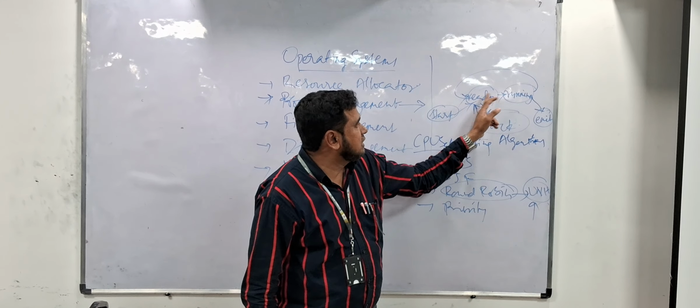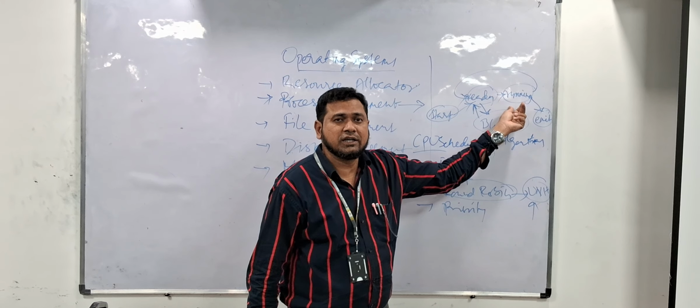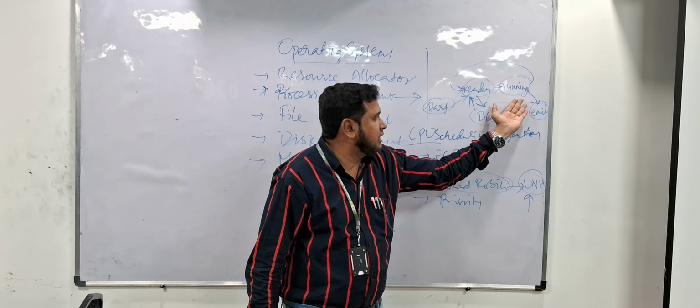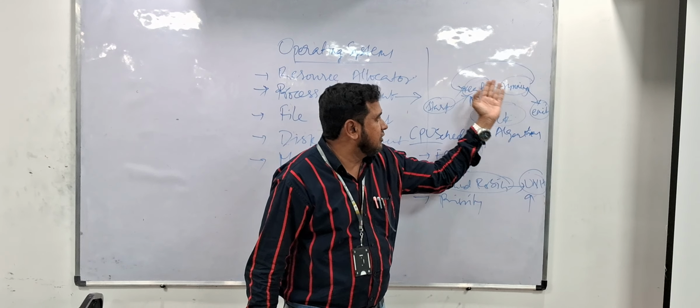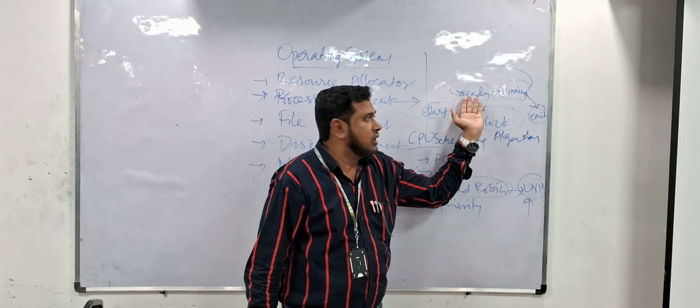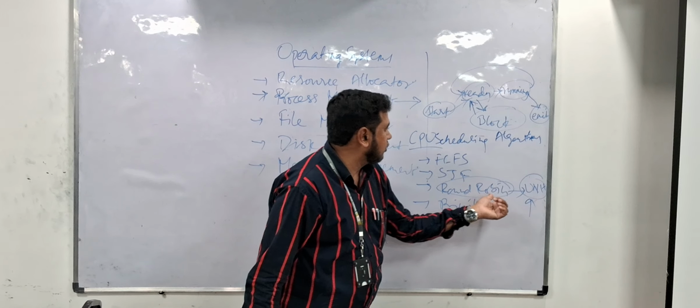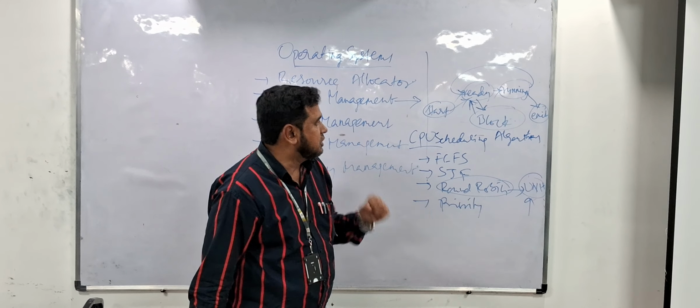So once it gets the next turn, only then it can go for further execution, right? Until it completes its execution, after every turn it will be put back into the ready queue. That is how the execution of that particular process works in round robin or time sharing operation.